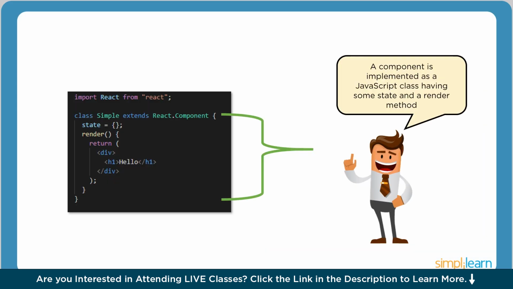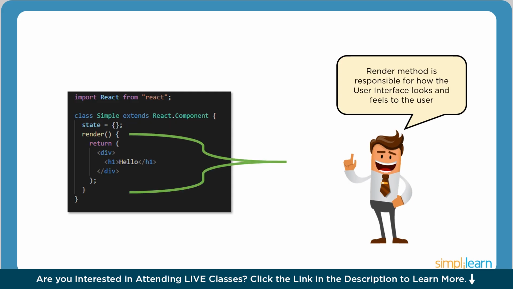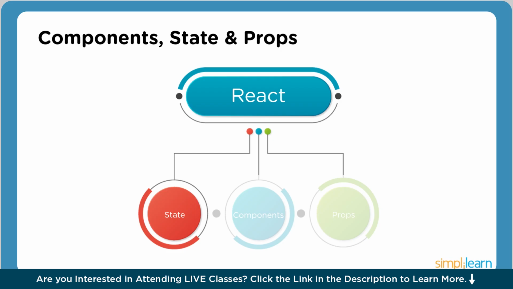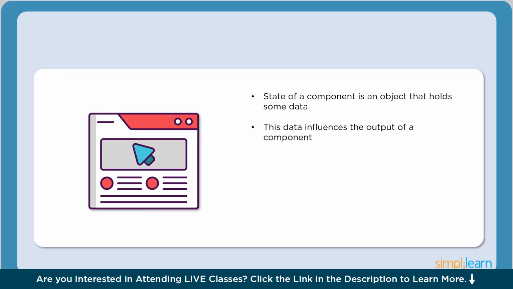Consider the following code snippet. A component is implemented as a JavaScript class having some state and a render method. State is the data which we want the component to render. The render method is responsible for how the UI looks and feels to the user. The next concept is state. State of a component is an object that holds some data. This data influences the output of a component. Every time the state of an object changes, the component is re-rendered onto the screen.